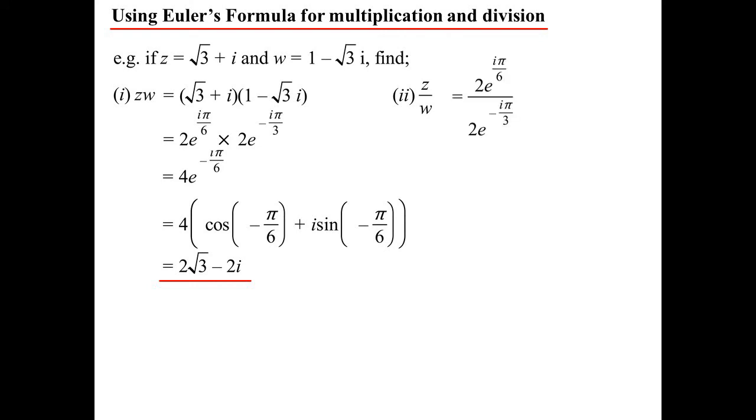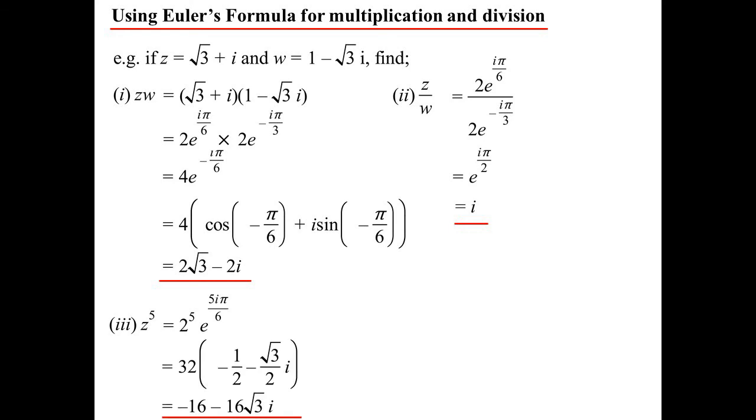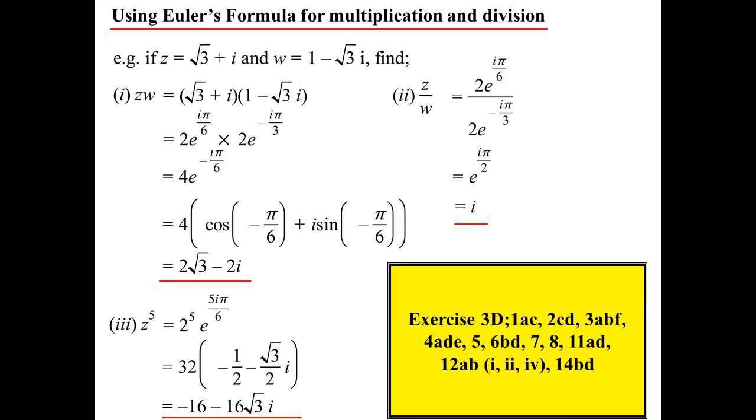z divided by w then, so the 2's will cancel. e to the i pi on 6 divided by e to the minus i pi on 3. Again, using our index laws, we subtract the powers, we get i pi on 2, well that's just i, because the argument's pi on 2, so we know that one's going to be just imaginary. Or z to the power of 5, well that'll be 2 to the power of 5, e to the 5i pi on 6. Again, we can then sub back in and get 16 minus 16 root 3 i, and so on. So there we go. Euler's formula, yet another way of playing with complex numbers.